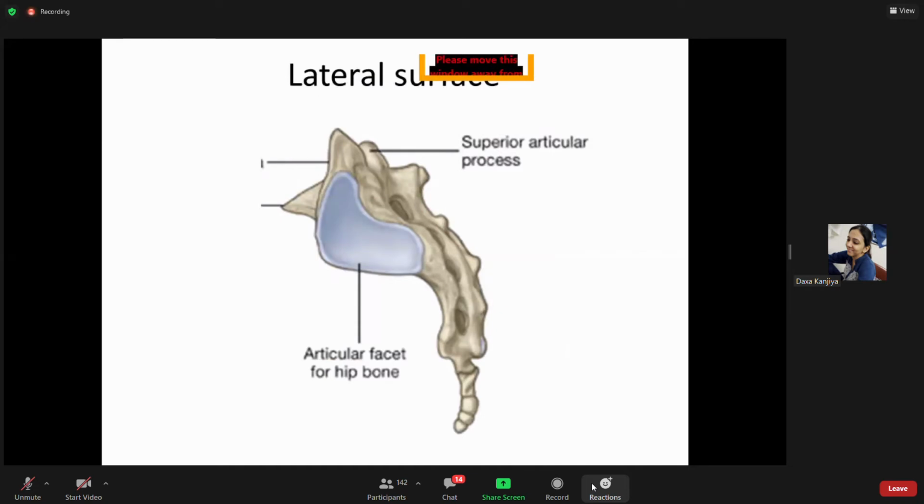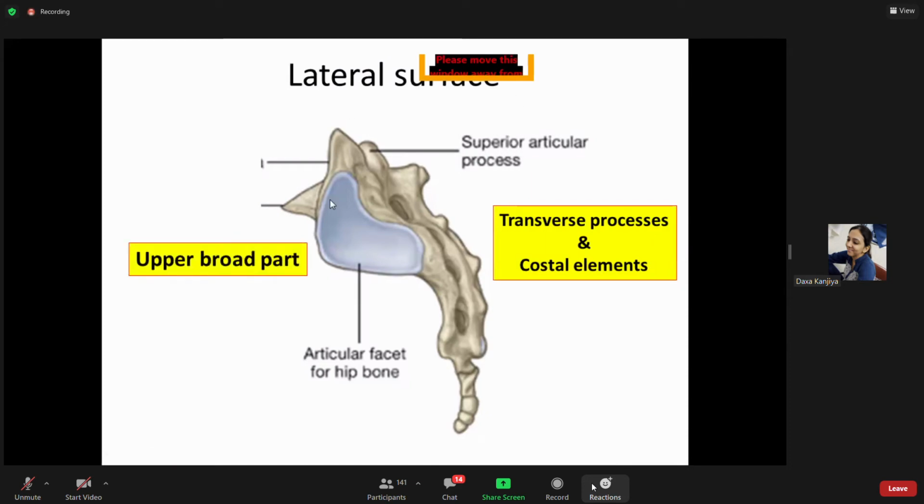Features of the lateral surface. We have seen the ventral surface and the dorsal surface, their important parts, the formation of each part, and the structures passing through the important foramina. Now, features of the lateral surface. The lateral surface is formed by fusion of the transverse processes as well as fusion of the costal elements. It is divisible into two parts, upper and lower.